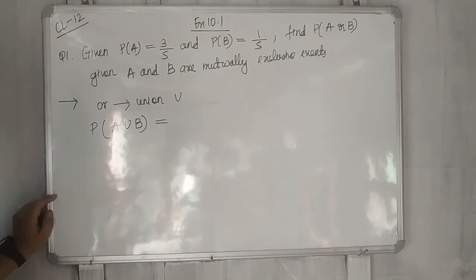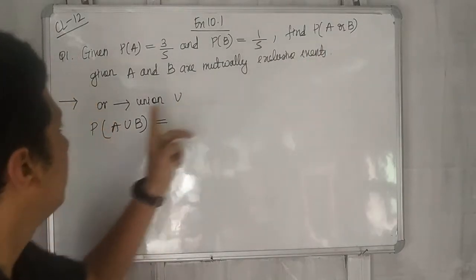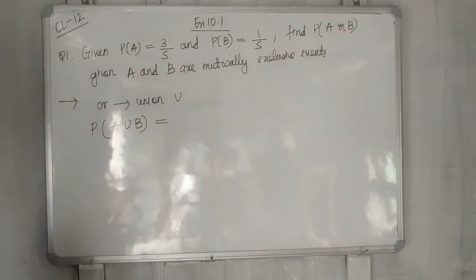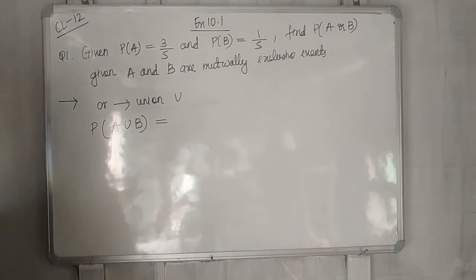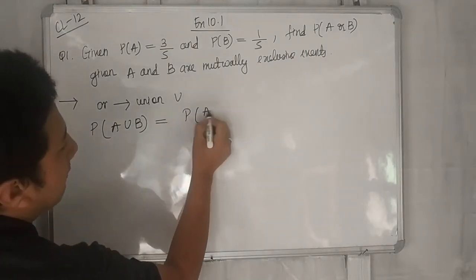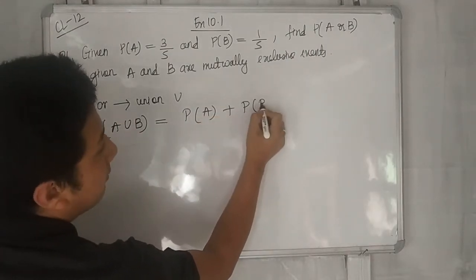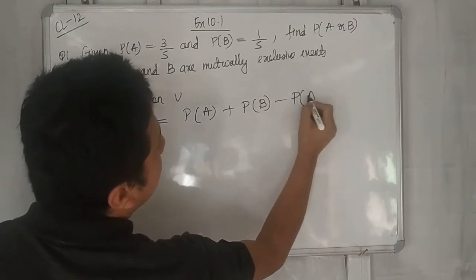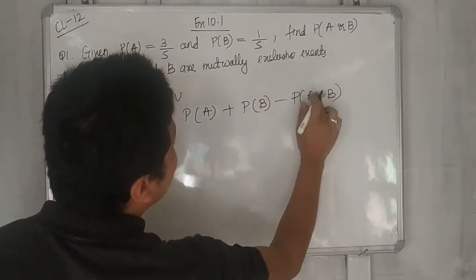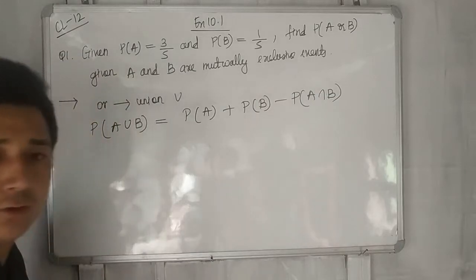Probability of A union B. Or means union. A union B. Before only I have given the formula. Probability of A union B means probability of A plus probability of B minus probability of A intersection B. Sorry, A intersection B.